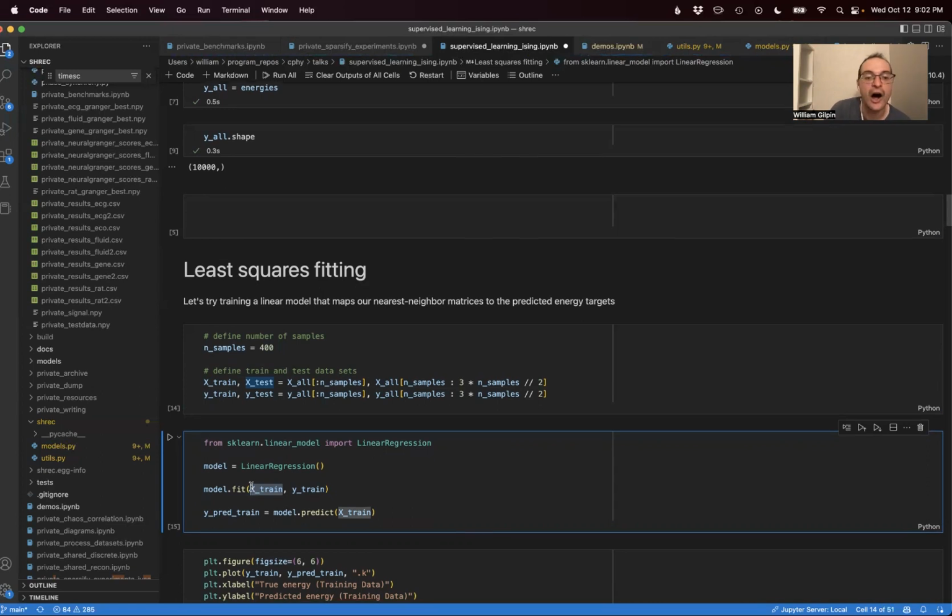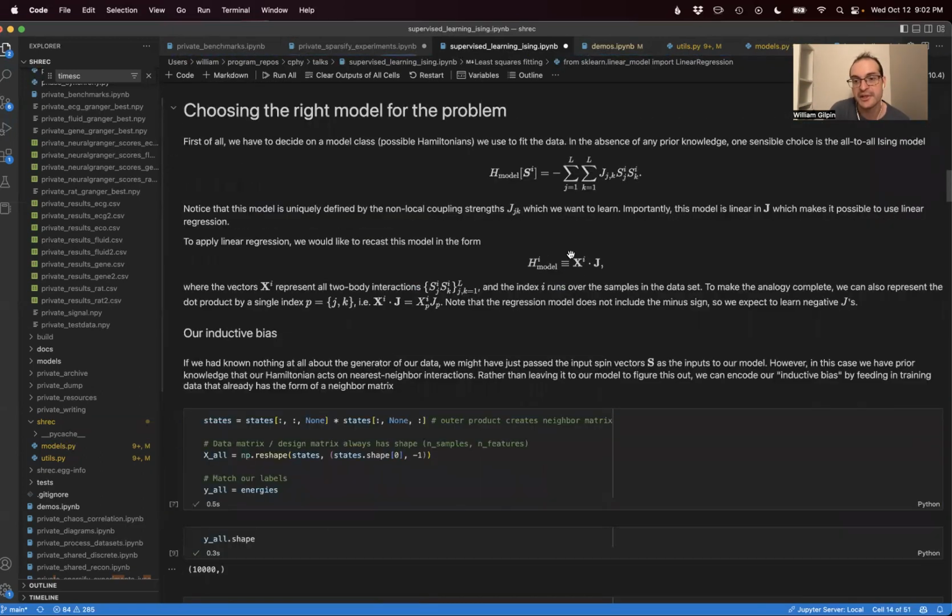But importantly, given a bunch of energies and given a bunch of microstates, I just want to find as best an approximation of J as I can, one that gets me predictions of the energies that are close to what I saw. So I'm trying to minimize the difference between the right-hand side and the left-hand side.